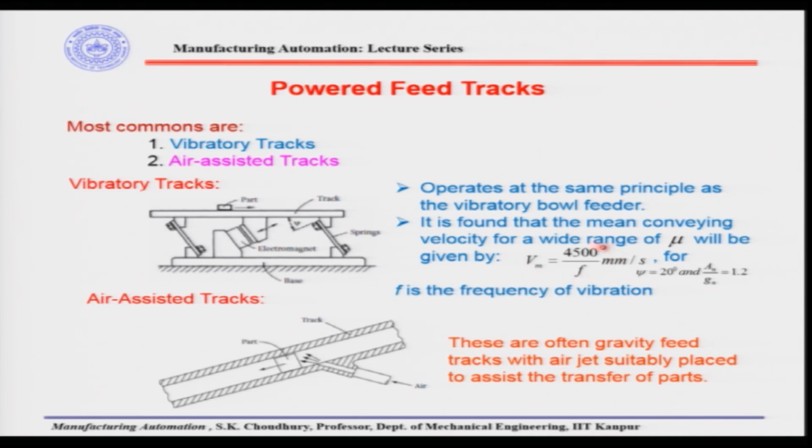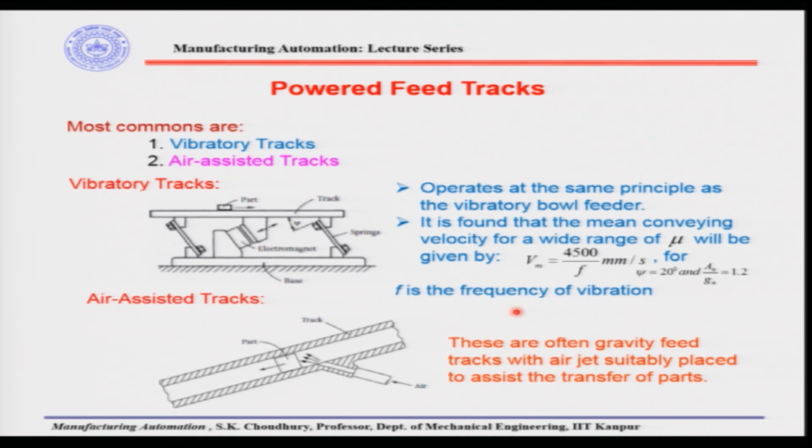Well, this has been experimentally derived, and it has been found that this holds for a vibration angle of 20 degrees and a normal track acceleration of 1.2. For example, if f, the frequency of vibration, is 50, then Vm, the conveying velocity, will be 4500 divided by 50. So, you understand this is 90 millimeter per second.